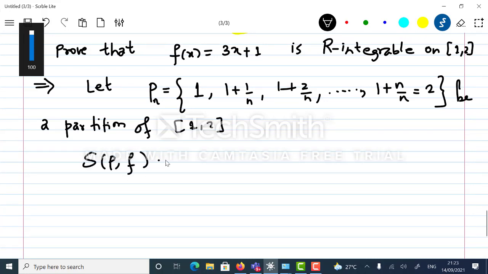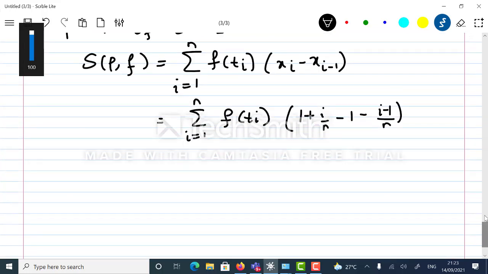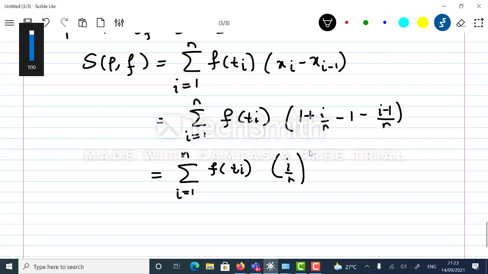So S(P, f) is equal to the summation i goes from 1 to n of f at t_i into x_i minus x_{i-1}. So x_i minus x_{i-1} is 1 + i/n minus 1 minus (i-1)/n, which is the same as summation i goes from 1 to n of f at t_i times, since the 1 and 1 get cancelled, i by n minus (i-1) by n.